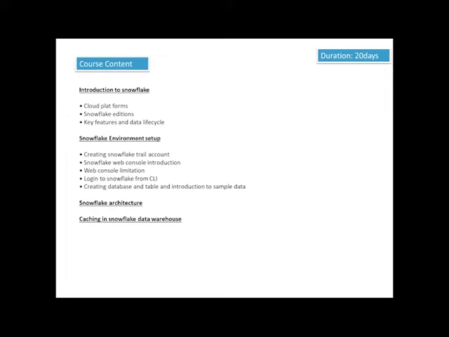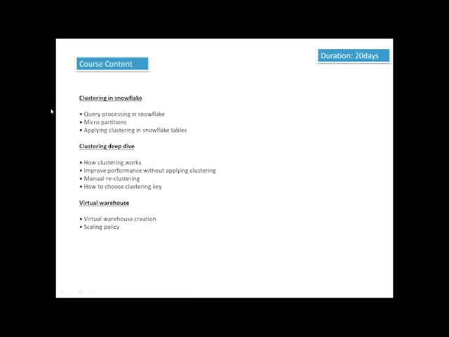Okay. So we will see how we can create a database and table as part of the introduction on the sample data in the Snowflake environment. Walking through the next slide, here you can see clustering in Snowflake, what clusters are and how they are used. Apart from that, we are going to see query processing in Snowflake, micro partitioning, and applying clusters in Snowflake tables. We'll take a deep dive into how clusters work, improving performance without applying clustering, manual reclustering, and how to choose a clustering key.